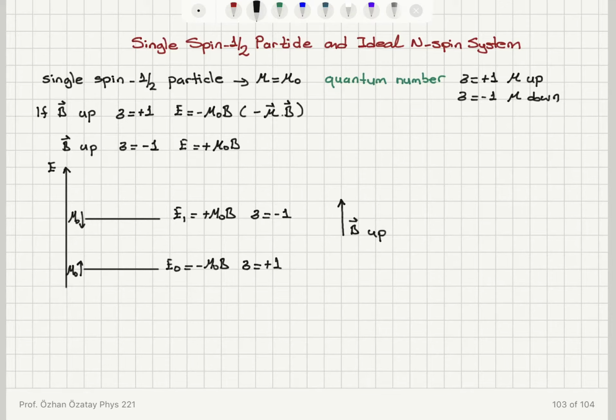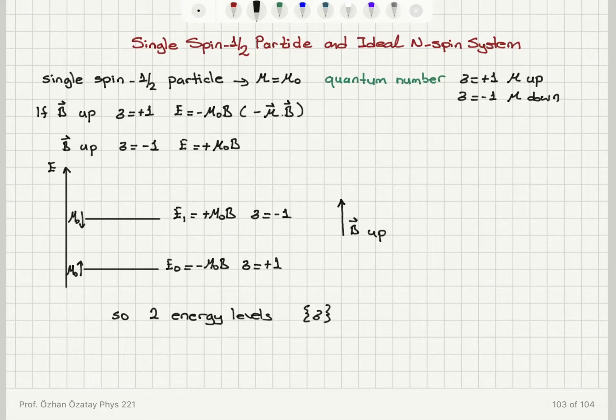So we can see that there are two energy levels corresponding to the quantum states that are specified by sigma. So by specifying the value of sigma for the system, I specify the quantum state of the system.